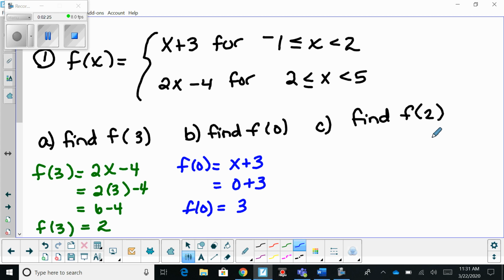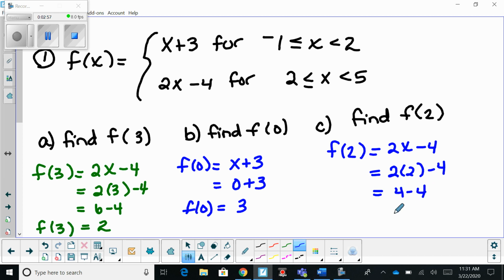F of 2. You've got to be careful on this one where it's f of 2, because this top piece does not include 2. The bottom piece is where 2 is less than or equal to x and less than 5. The value of 2 is included here in this bottom piece because that's where x is equal to it. So I use the bottom function, 2x minus 4. Plug in my x value. 2 times 2 is 4 minus 4, and that is 0. F of 2 is equivalent to 0.